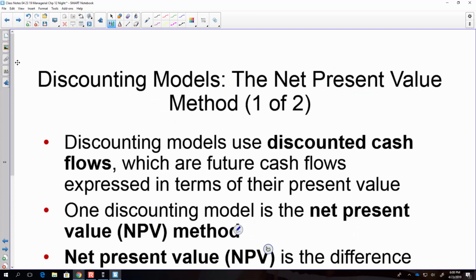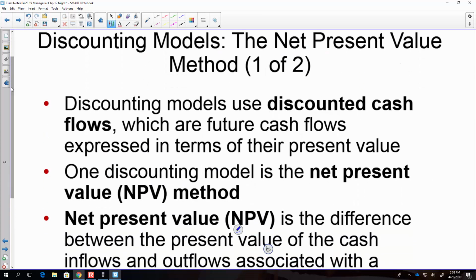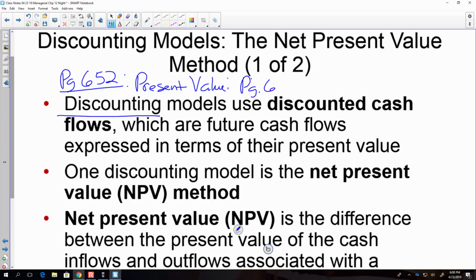So just be aware of those limitations. So our next model is now in the use of cash flows and discounted cash flows. So now at this point, starting on page 652, we will be using the present value tables on pages 670 and 671.